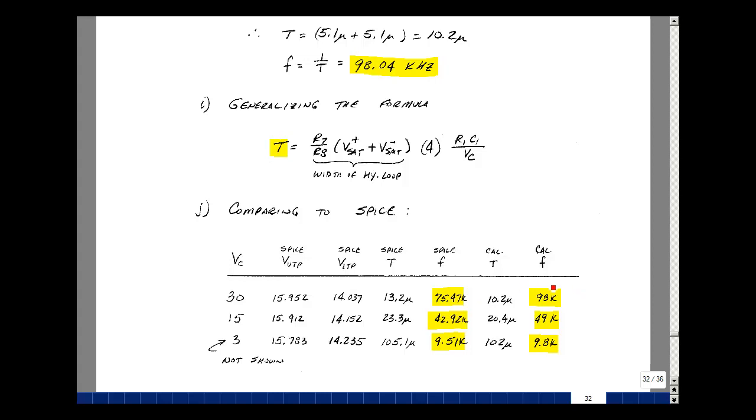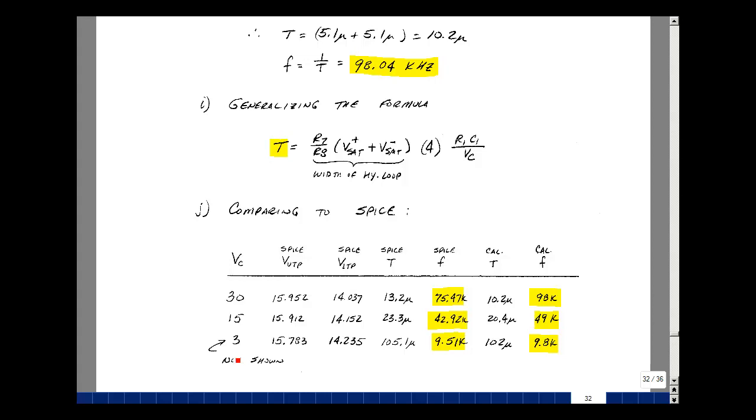Well, we got a non-ideal comparator, and we're starting to see the effect of time delay and rise time and fall time. So that's the response time of the comparator. Now, if you slow things down, we should get less error. So here was the second simulation. My upper trip point was 15.912, 14.125 for the lower. Period was 23.3 microseconds. Frequency was 42.92 kilohertz. Using the formula above, I calculate 20.4 microseconds for the period and 49 kilohertz for the frequency. You can see here that the errors are beginning to decrease.